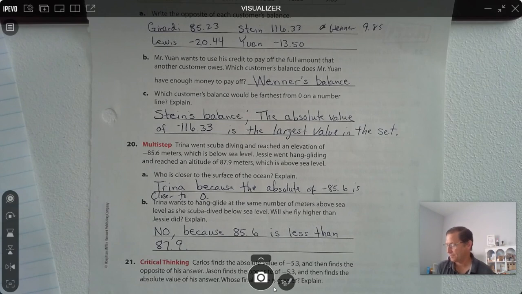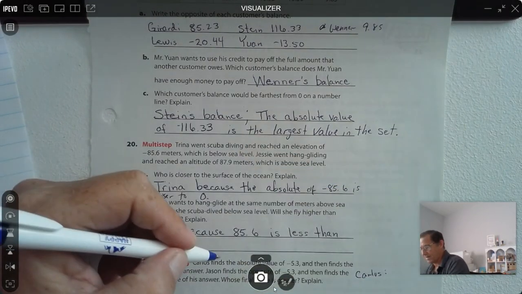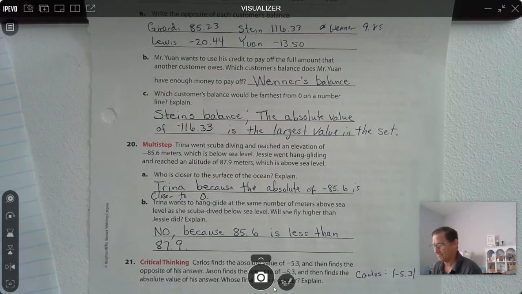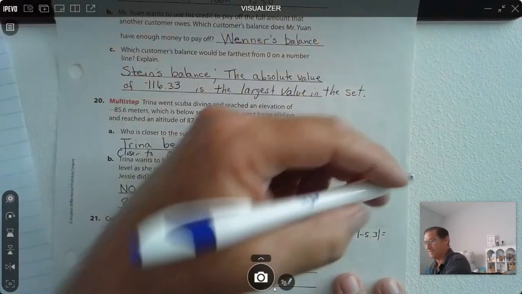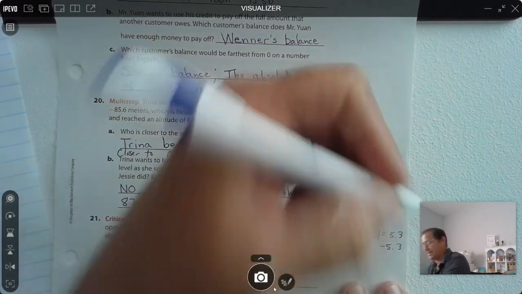All right, 21. Carlos finds the absolute value of negative 5 and 3/10 and then finds the opposite of his answer. Jason finds the opposite of negative 5 and 3/10 and then finds the absolute value of his answer. Whose final value is greater? All right, so let's see. Carlos finds the absolute value of negative 5 and 3/10 and then finds the opposite. So the absolute value of negative 5 and 3/10 is 5 and 3/10. Its opposite then would be negative 5.3.